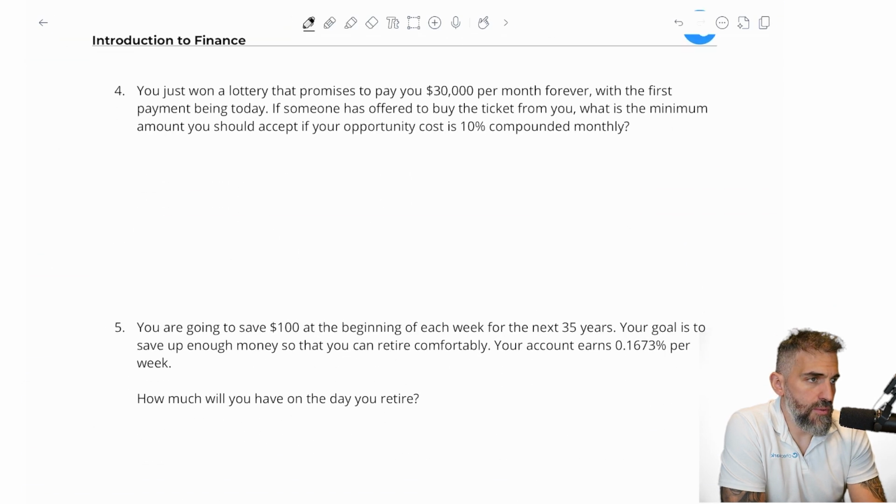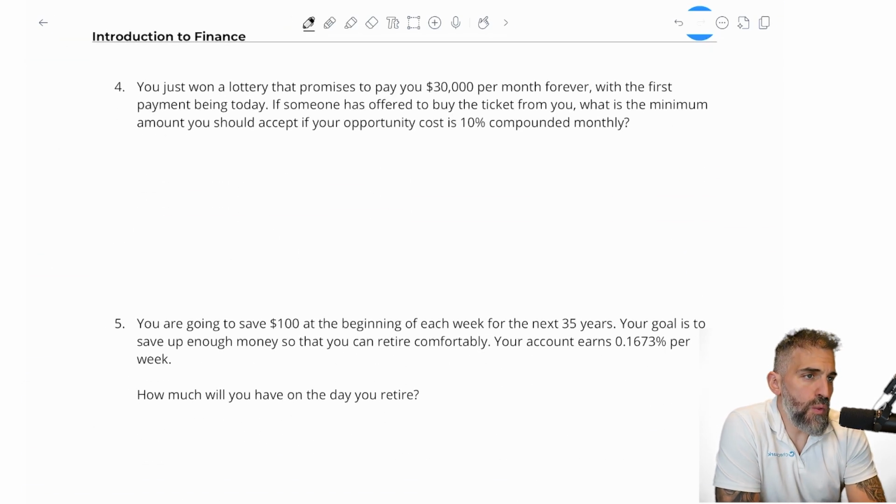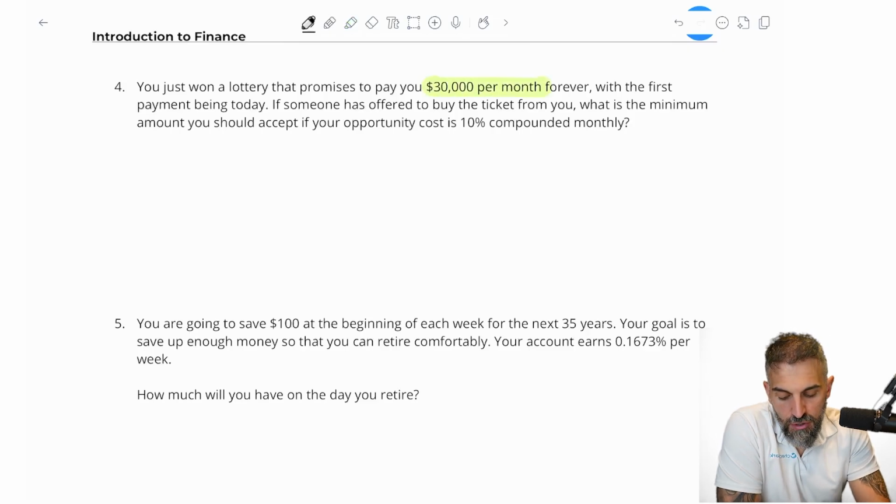Okay, great. Yeah, this is what I was looking for. You just want a lottery that promises to pay you $30,000 per month forever. Okay, so $30,000 per month. 30,000 is your payment. Per month is your frequency. So your frequency of the payment, so 12, and forever makes this a perpetuity, right?